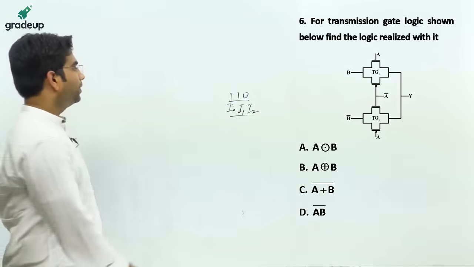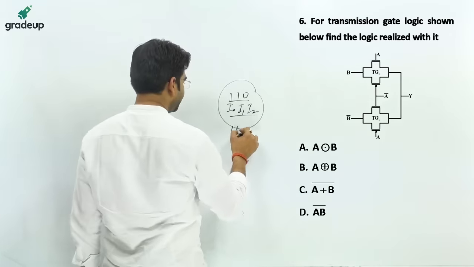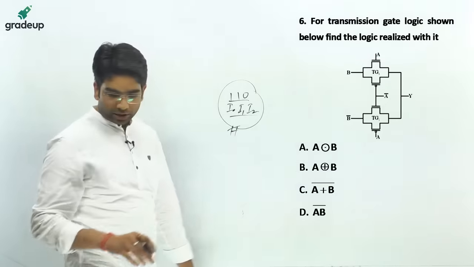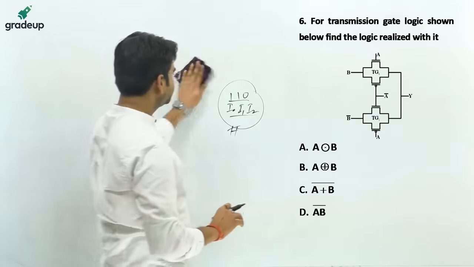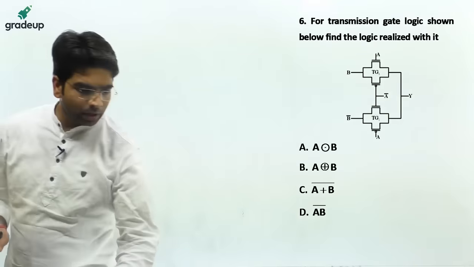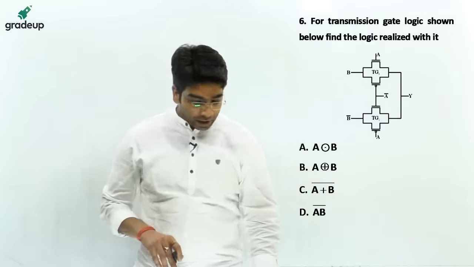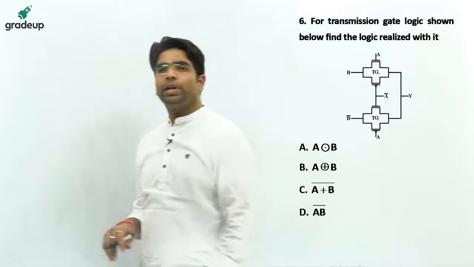But actually it will not affect the answer again, because you will be getting it. It will not affect the answer, because the MSB is 1. MSB will be considered from the downwards only. MSB will be downward. So the next question, which is of transmission gates.